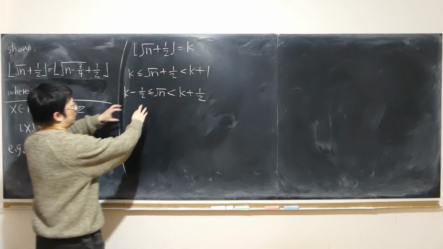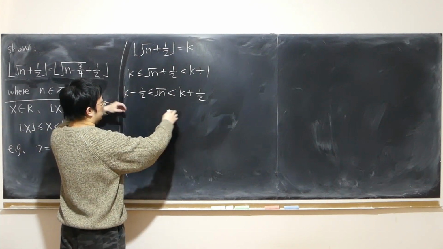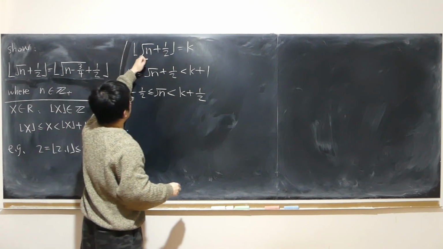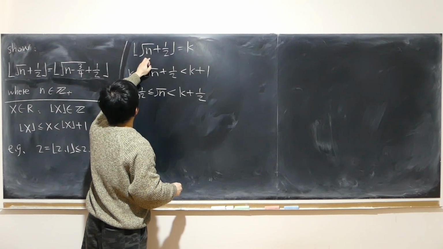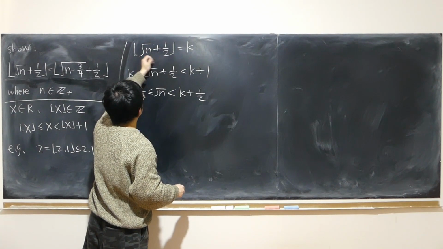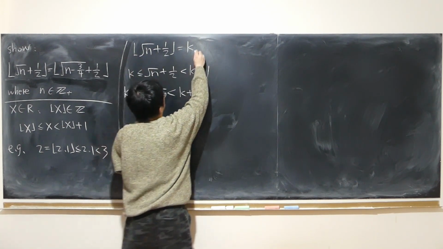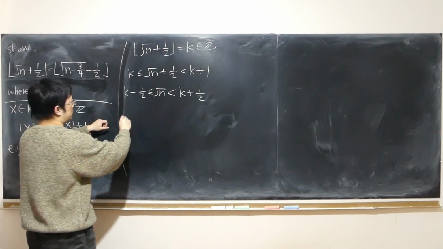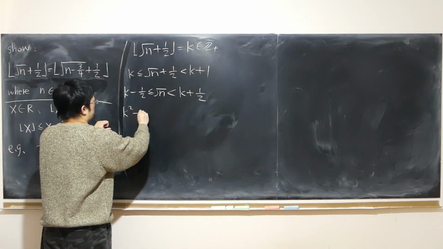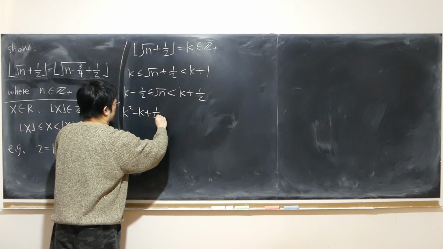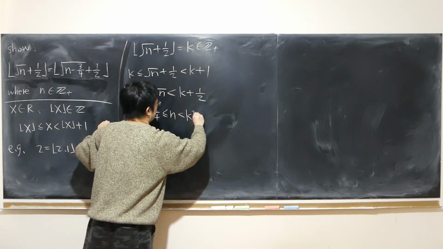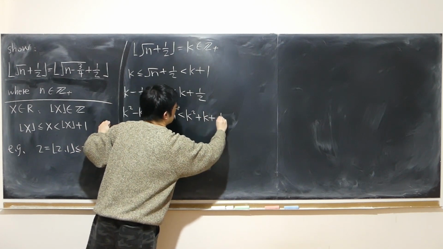And do we know that both sides are strictly positive so that we can square both sides and maintain the direction? It looks like n is at least 1, so that's at least 1.5. The floor would be at least 1, so yes, strictly positive. Square both sides: k squared minus k plus 1 over 4 is less than or equal to n, strictly less than k squared plus k plus 1 over 4.